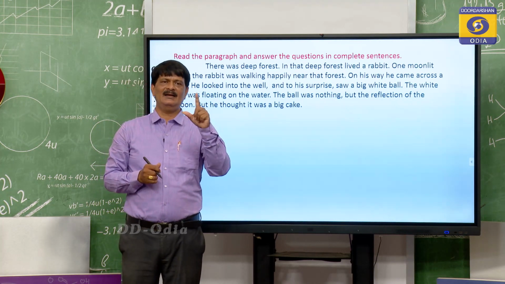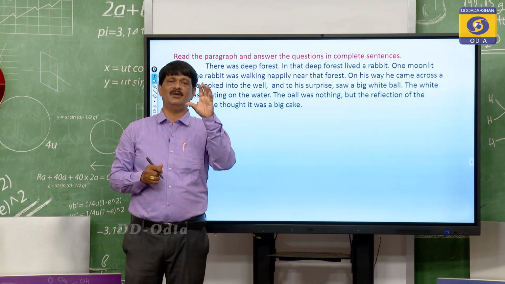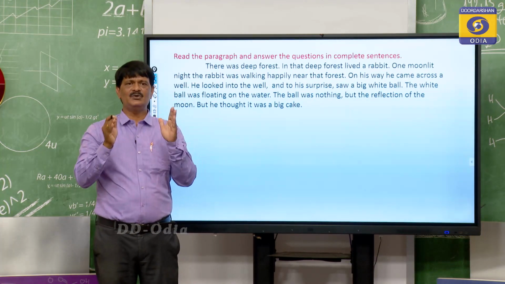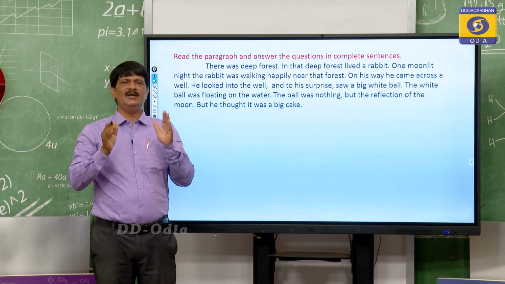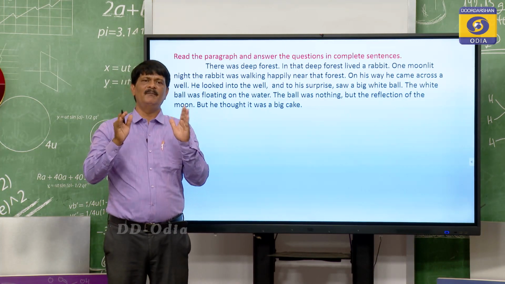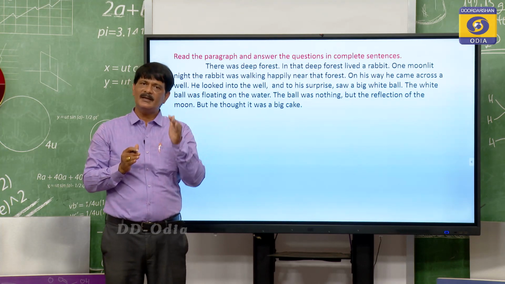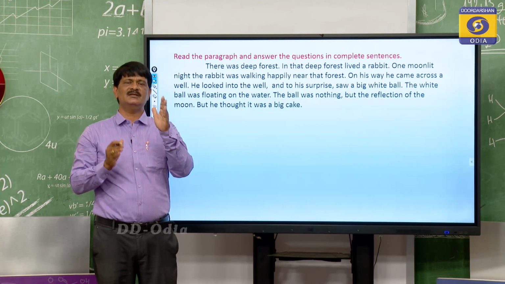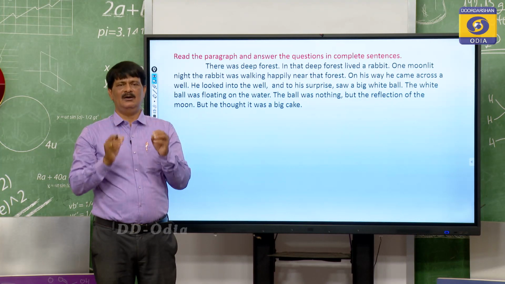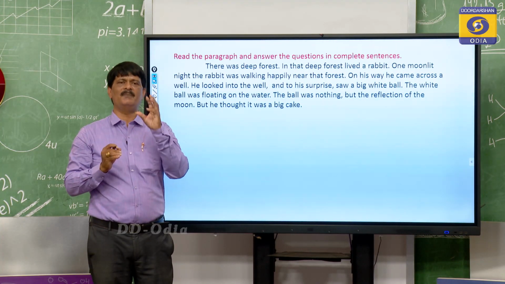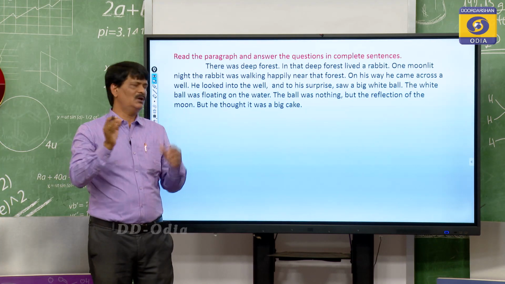I just read it once, but you have to read the passage twice. After reading two times, easily you can guess the meaning. Then we will go to the question. After reading two times, we will see the actual idea of the passage. After understanding the actual idea of the passage, then we will go to the questions.